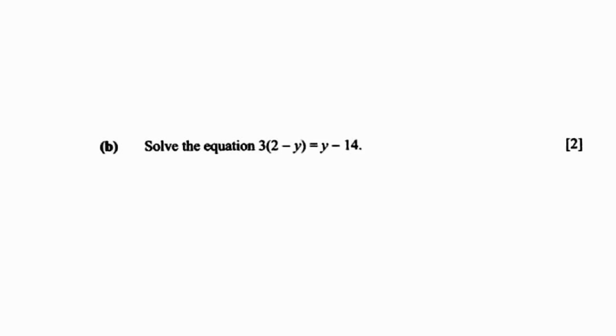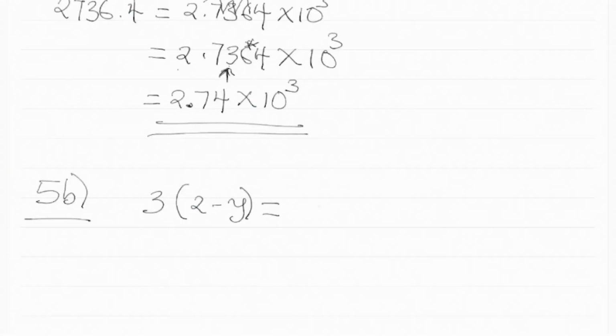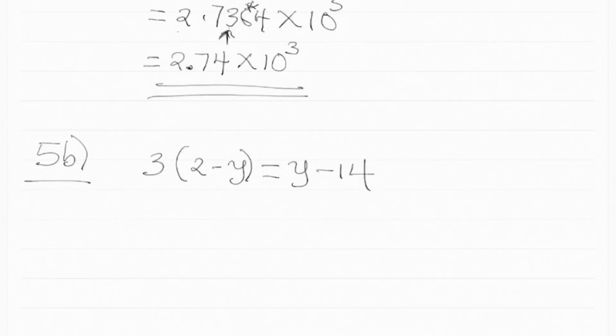And the next question here is question 5b. And question 5b reads, solve the equation 3, open brackets, 2 minus y, close brackets, equals y minus 14.